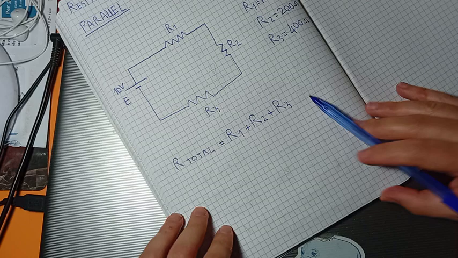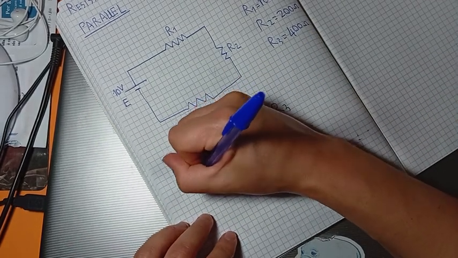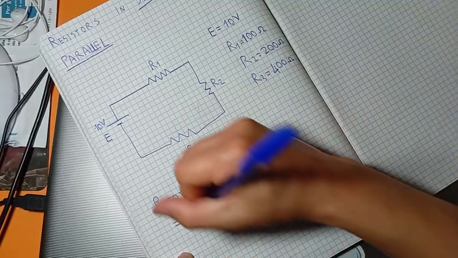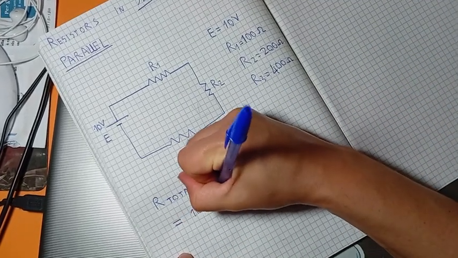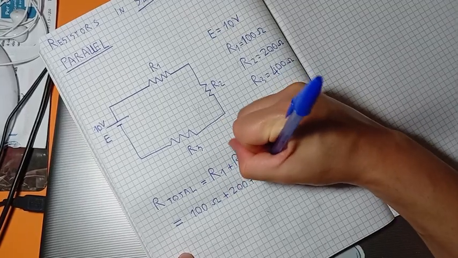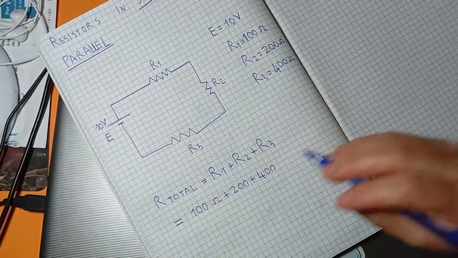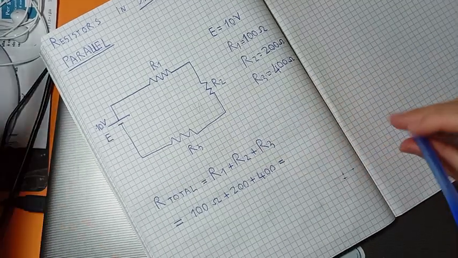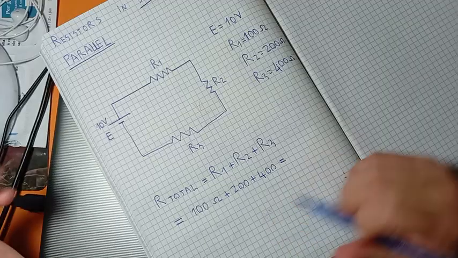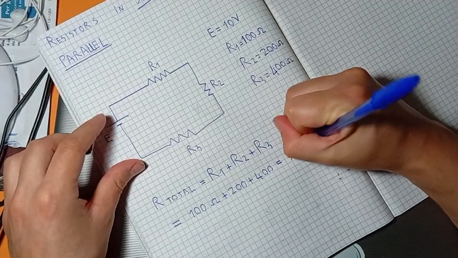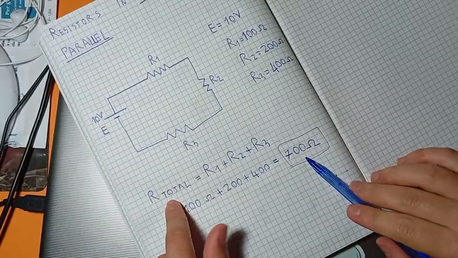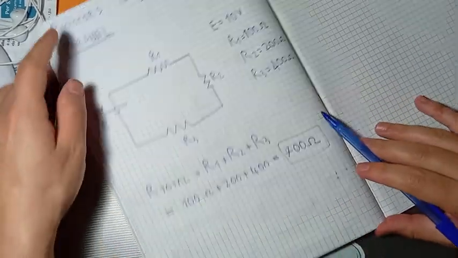So I just do: this is equal to 100 plus 200 plus 400. I haven't written the ohm symbol here, but it's still fine. And I don't need a calculator for this. 700. The total resistance of this circuit is 700 ohm.